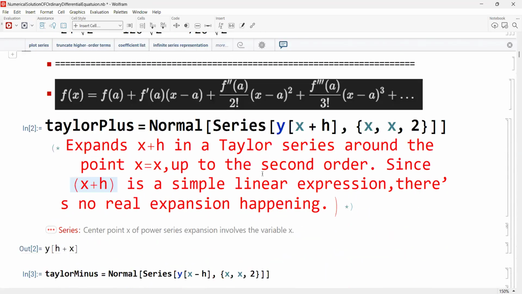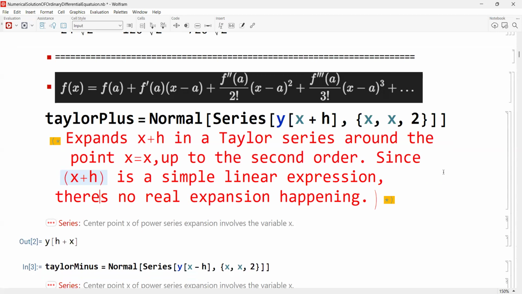Okay. Then we have the Taylor plus, the normal series. For example, y equal to x plus h. So let's express this in terms of the normal series here. So the normal series is just equal to y of h plus x. Expand x plus h in the Taylor series around the point x up to the second order. Since x plus h is a simple linear expression, there is no real expansion happening.